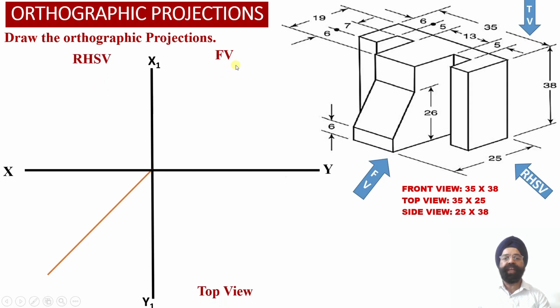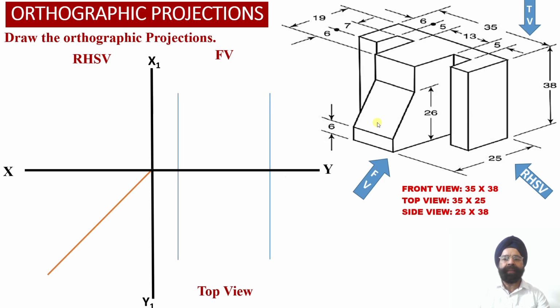Now since we are going to obtain the orthographic projections of the solid in first angle projection, the front view projection corresponding to the solid will be obtained above the XY reference line. The top view projection of the solid will be obtained below the XY reference line, while the right hand side view projection corresponding to the solid will be obtained on the left hand side of the front view projection over here. Now let us proceed to evaluate the front view orthographic projection of the solid.